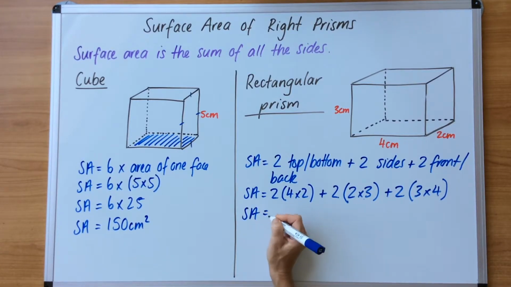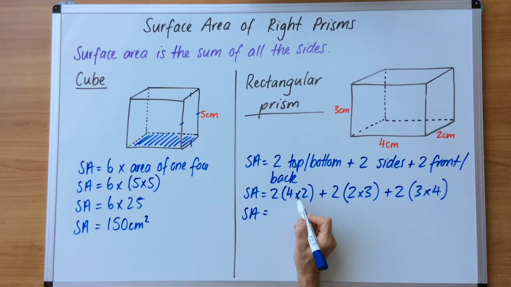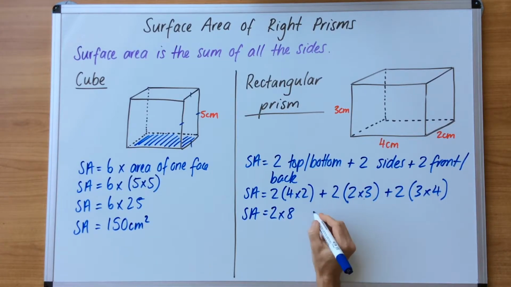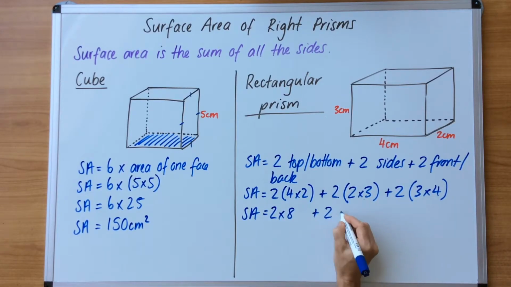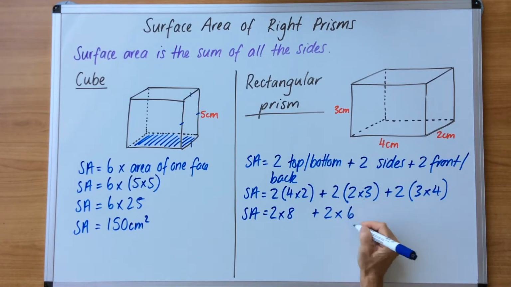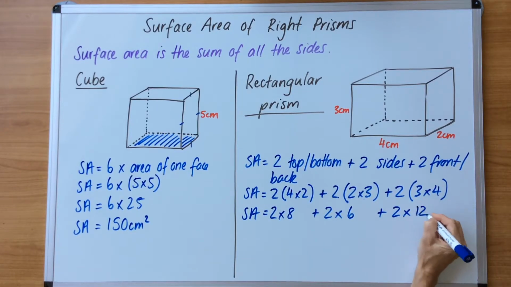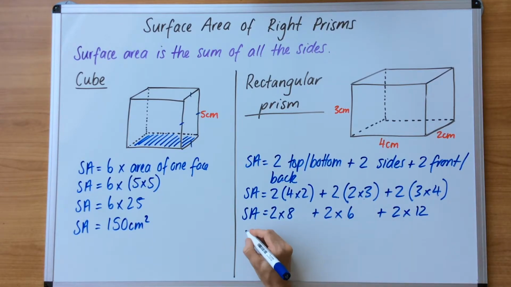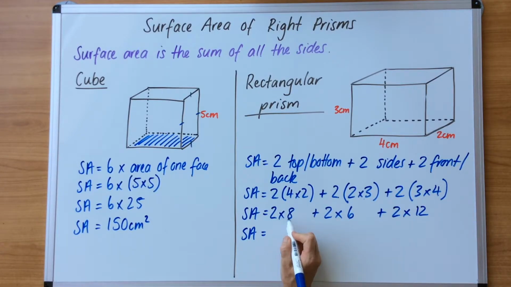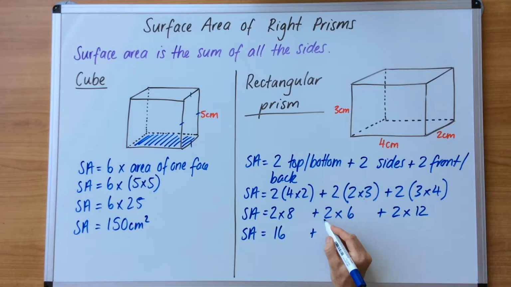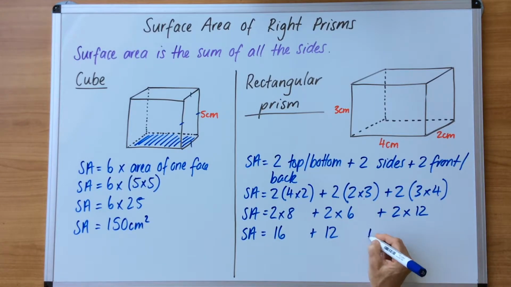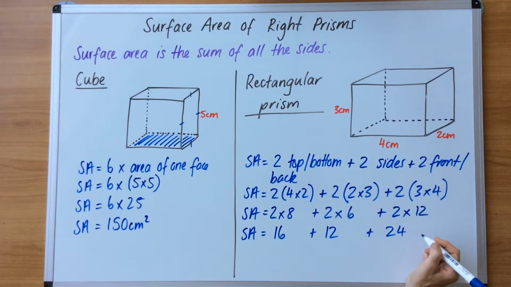Working down the page, surface area equals. Now we're going to solve the brackets. So 2 times, now 4 times 2 is 8, plus 2 times 3 is 6, plus 2 times 3 times 4 is 12. So the 2's have dropped down, and I've just solved the brackets, because in order of operations brackets come first. Now I can solve this. 2 times 8 is 16, 2 times 6 is 12, and 2 times 12 is 24.